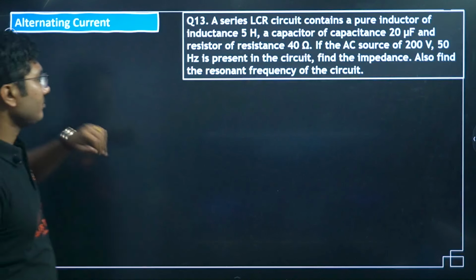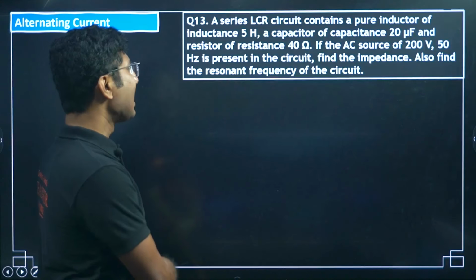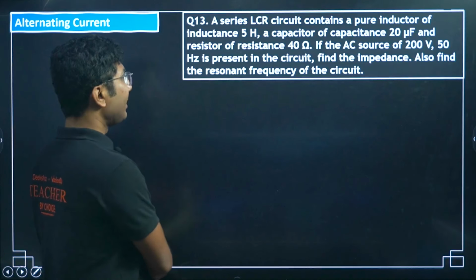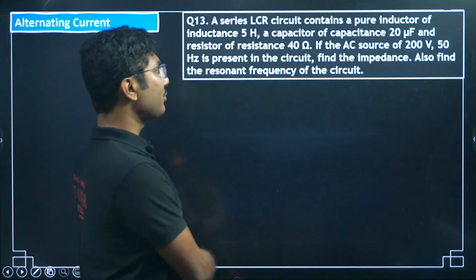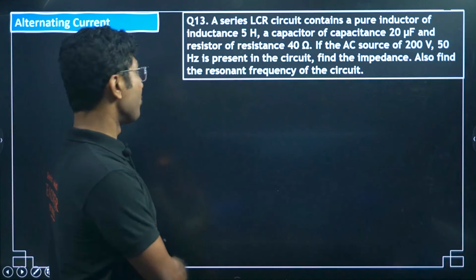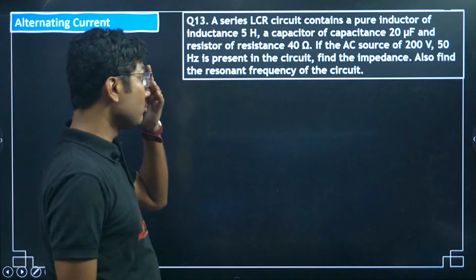Next, a series LCR circuit contains a pure inductor of inductance 5 Henry, a capacitor of capacitance 20 microfarad, and resistor of resistance 40 ohms. This is alternating current. Now, we have moved into alternating current.